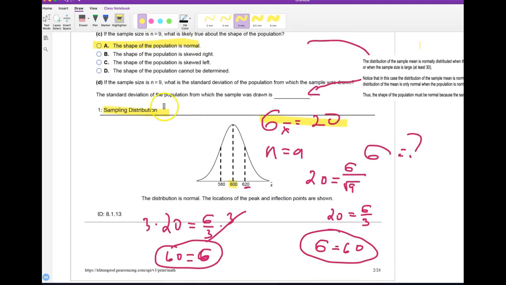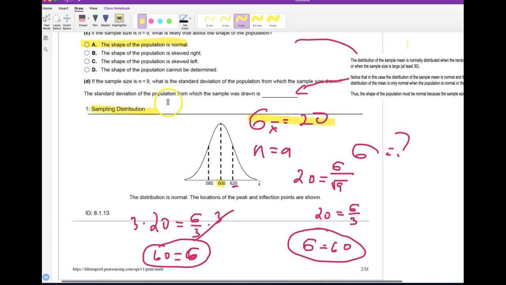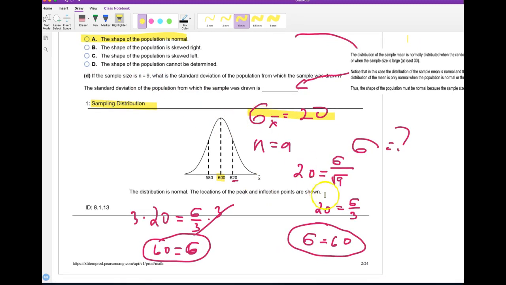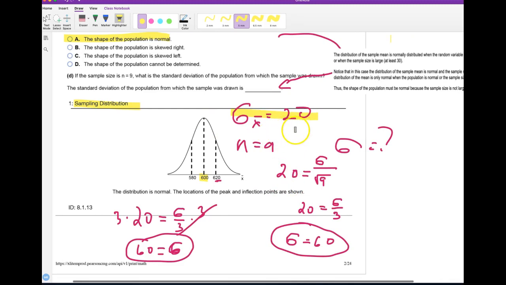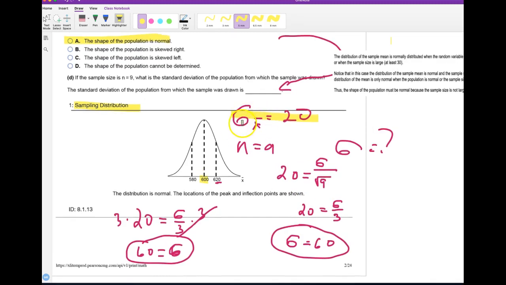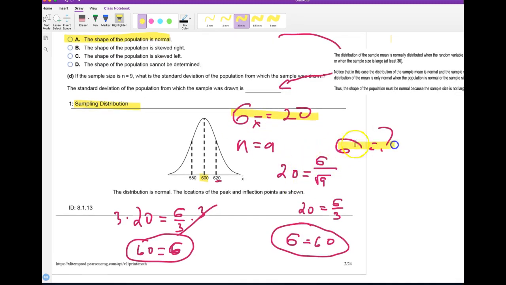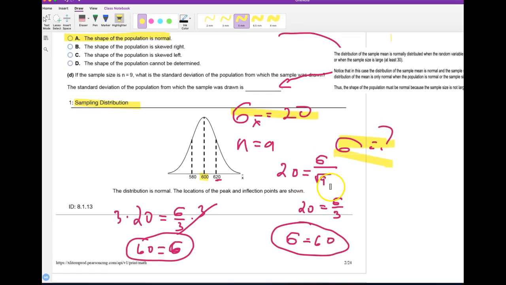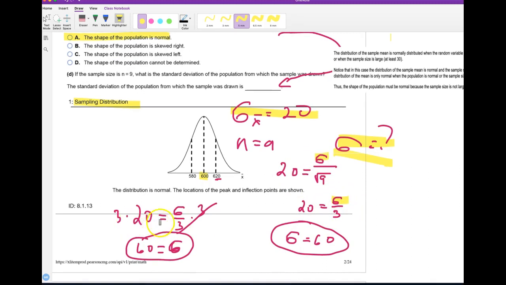And then in this case, if the sample size is 9, what is the standard deviation of the population? Here we know it's 20, and the sample size is 9. So we have that formula: the standard error is equal to the population standard deviation divided by the square root of n. You can see this is the population standard deviation right here. Using a little algebra, in order for the sampling distribution to be 20, the population standard deviation must be 60. 60 divided by 3 is 20.